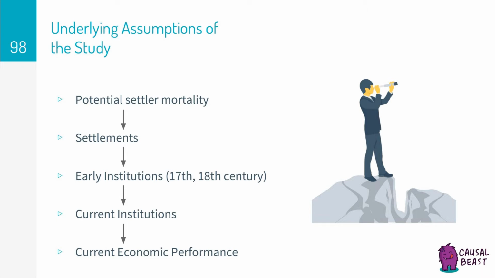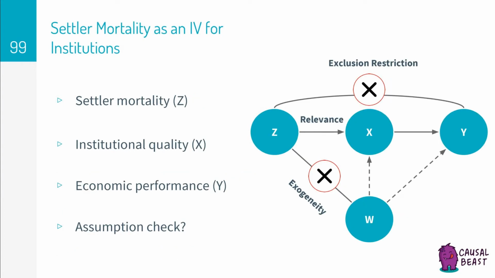Where settler mortality was low, the Europeans raised their families and settled, and the colony was modeled after the home country, which meant that those settler colonies had representative institutions which promoted freedoms like property rights. The researchers theorized that those past institutions that were set up by colonists persisted into modern-day institutions, even after independence. Given these qualifications, the researchers used an instrumental variables analysis with the instrument being settler mortality, to address omitted variable bias.